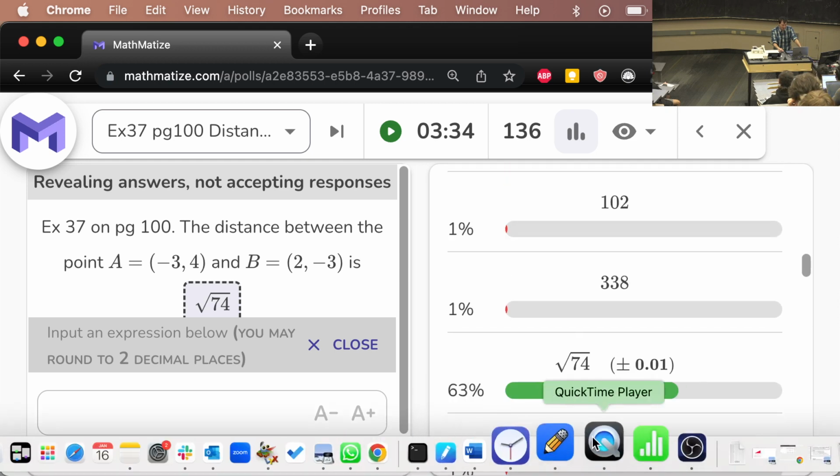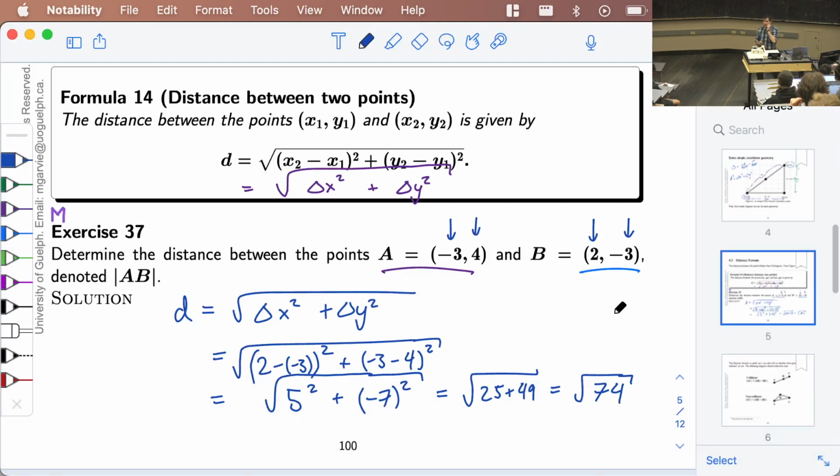Any other questions or comments about this one? The distance between 2 points? It's all Pythagoras in disguise. So if you understand Pythagoras, you'll understand this one.